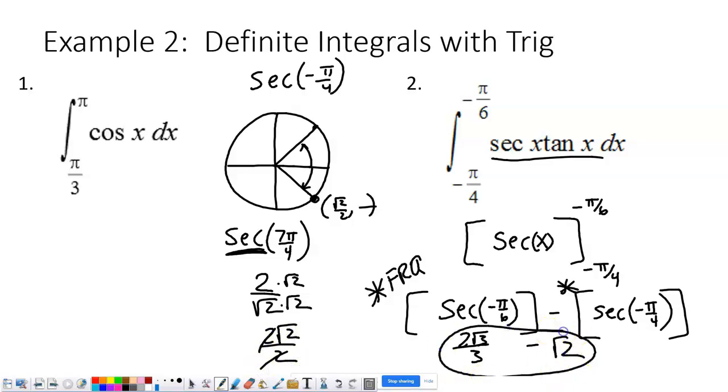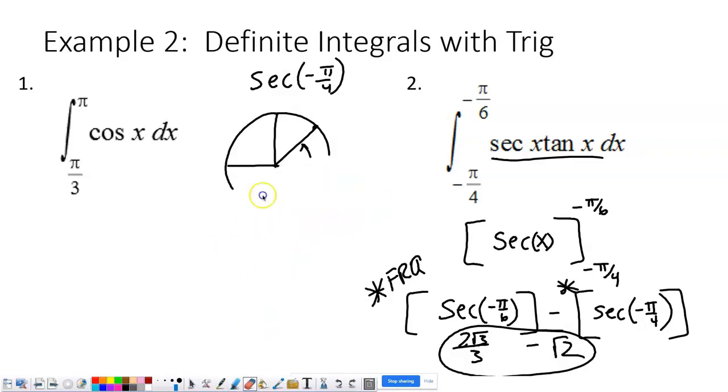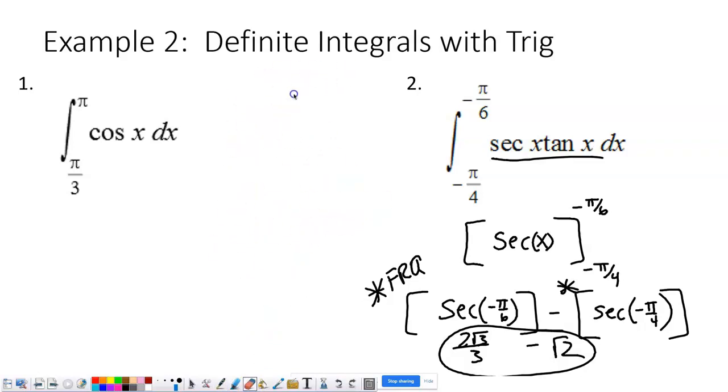Now, I could say we can just stop there, but hey, I'm going to torture you a little bit. We can actually put those together into a single number now. So here we go. Let's do that. So I have 2 radical 3 over 3 minus radical 2. Well, how do we put these together? Well, we need a common denominator. So what I would do is multiply the top and the bottom here by 3. And what that's going to give me is the following.